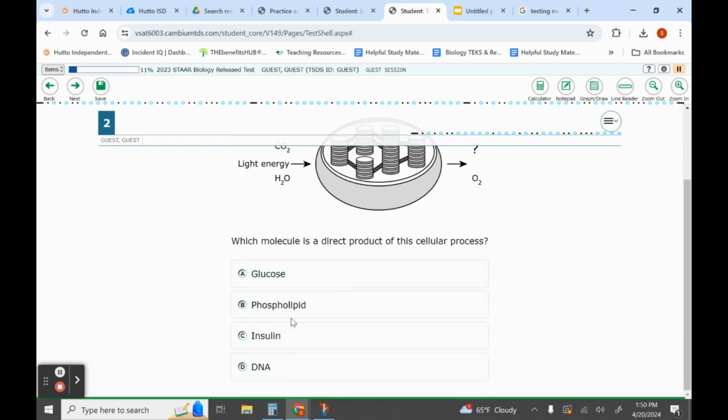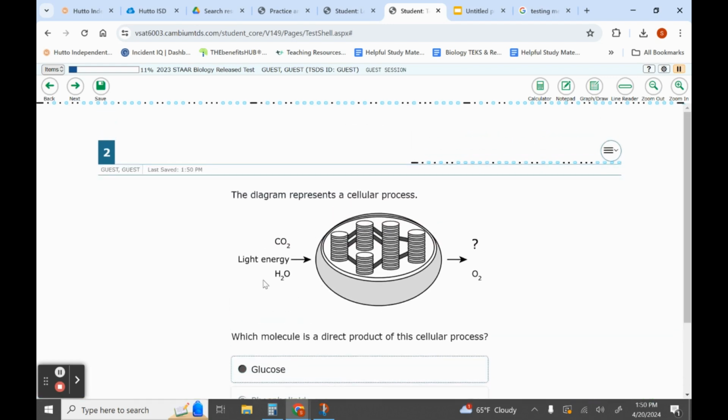Again, these other 3 choices, phospholipid doesn't make sense. Insulin doesn't make sense. And we definitely don't get DNA out. So my last choice is glucose.